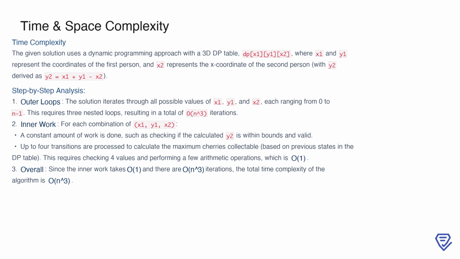Within each iteration, the inner work includes steps such as validating the derived y2 coordinate to ensure it is within bounds and processing up to 4 possible transitions to determine the maximum cherries collectible for the current state. Since each transition involves constant time operations, such as checking and updating values, the inner work is O(1). Combining these, the overall time complexity of the algorithm is O(n³).